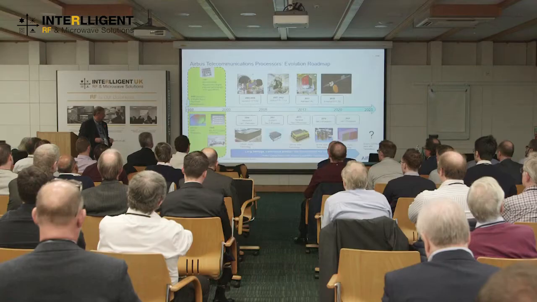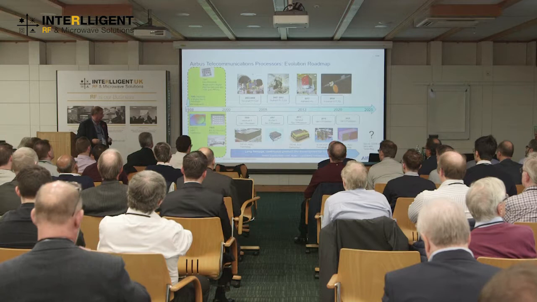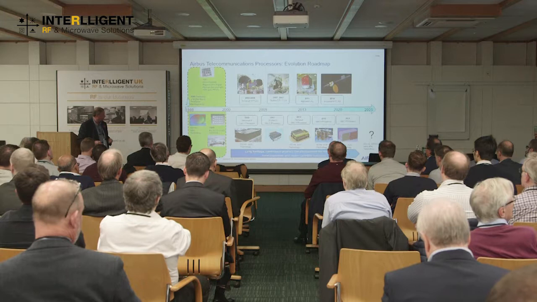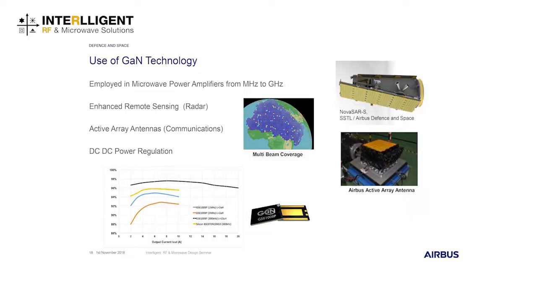And then in the future, which is one of the things I look towards, where will we go next? And there's a question. What would it be? Very deep submicron type technologies. Quite a key area is gallium nitride. We use gallium nitride now quite a lot on satellites. We use them mainly, obviously, in power amplifiers. So very recently, we launched NovaSAR-S. That went up about a month ago. That's actually got a gallium nitride power amplifier on board.